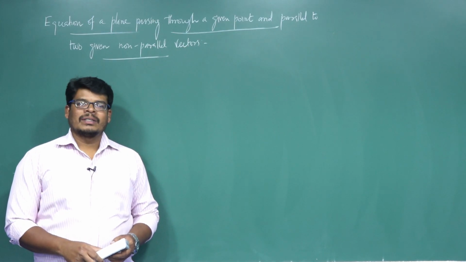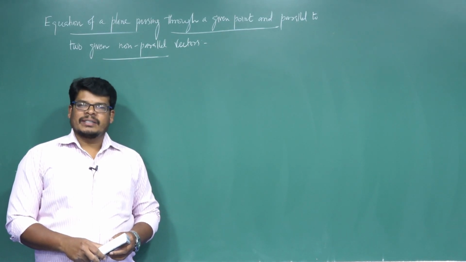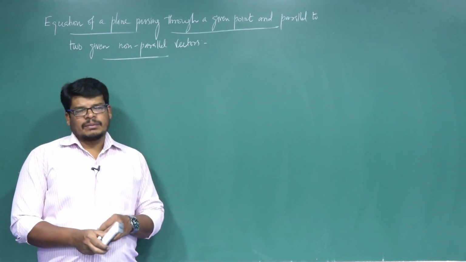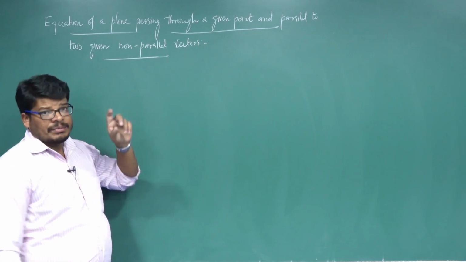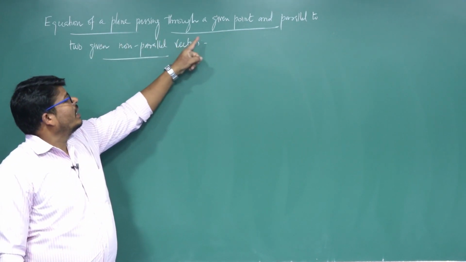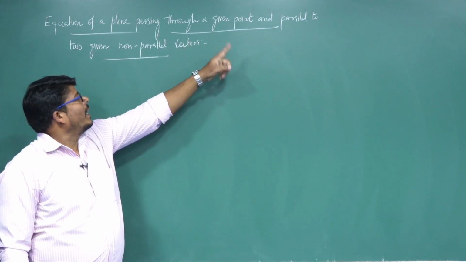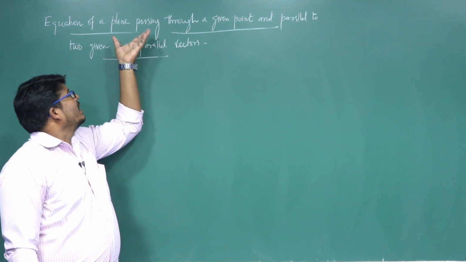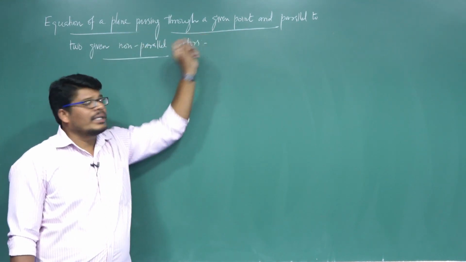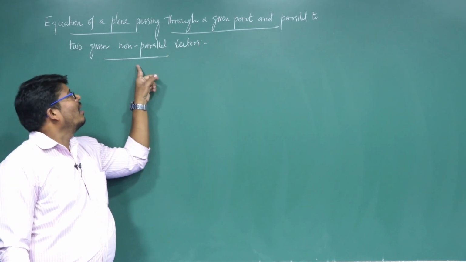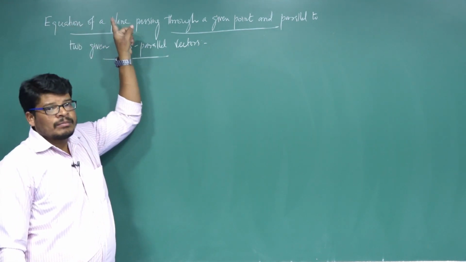Hi students, today we are going to discuss exercise 6.7, a very important exercise, on finding the equation of the plane. There are three types. The first type is the equation of a plane passing through a given point and parallel to two given non-parallel vectors. Find the equation of the plane passing through one point and two parallel vectors.